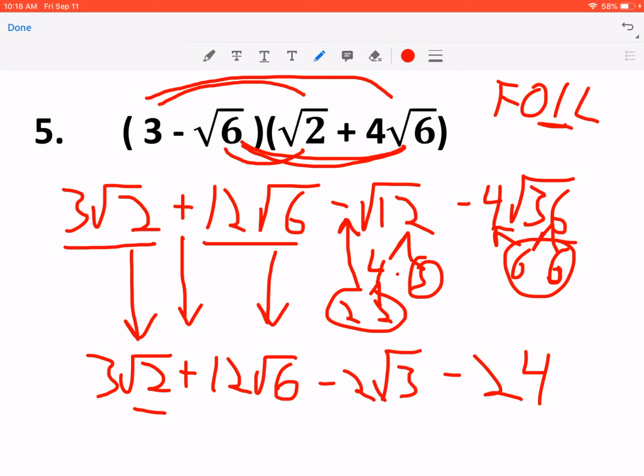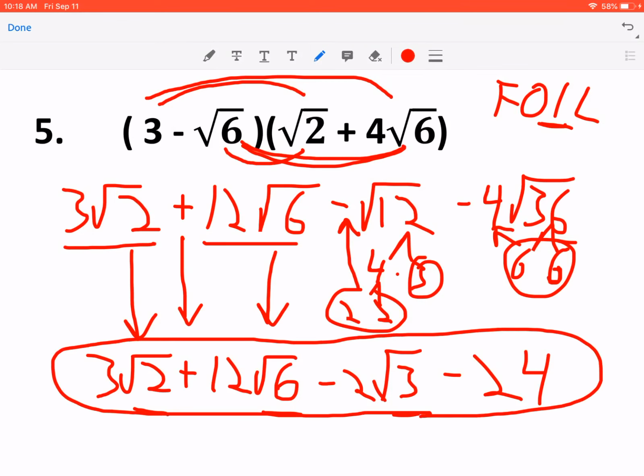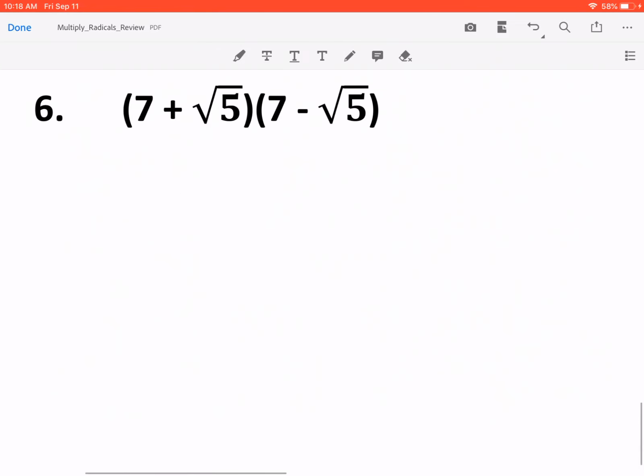Now, any radicals go together, a radical 2, a radical 6, a radical 3? Nope. That's the best you can do. Sometimes they can go together, sometimes they can't. In this case, nothing went together. There's your simplified answer.